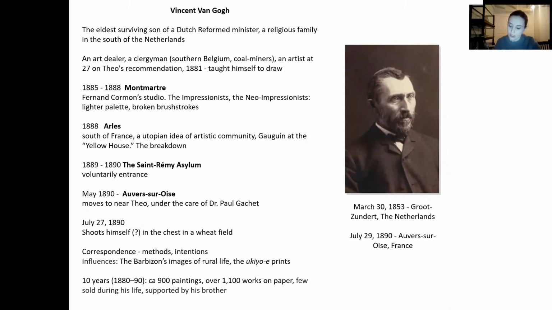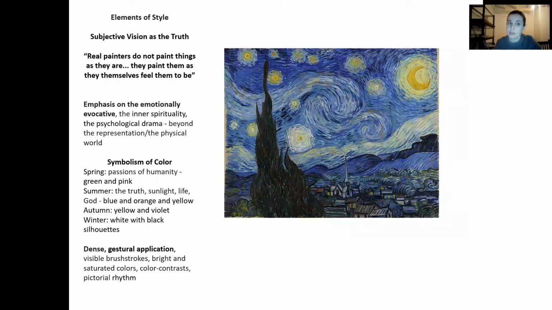with Theo. He is influenced by the ukiyo-e prints. He is influenced by the Impressionists, and he's also influenced by the Barbizon landscape school of painters that preceded the Impressionism. He's an incredibly prolific artist. There are about 900 paintings and over 1,100 works on paper, but he doesn't sell during his lifetime. Just a few of his works are sold, and as I said, he's supported by family.